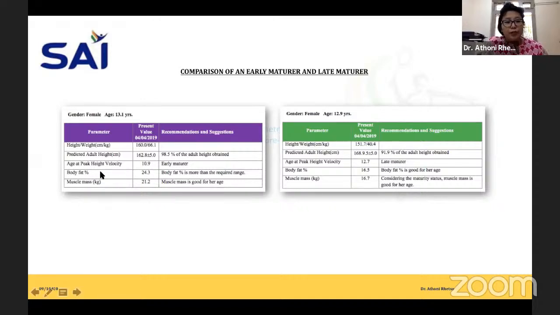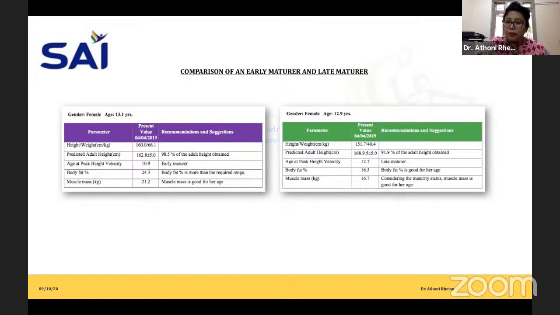Here, one is an early mature. The onset of peak height velocity in one kid is earlier than the other. The other is a late mature. The onset of peak height velocity for her starts at 12.7, and currently she's 12.9. This one is already 13.1 years old, and the age at peak height velocity for her was 10.9. So just assume peak height velocity might have ceased for this girl, that means it might have stopped. And in her case, the peak weight velocity might have set in.